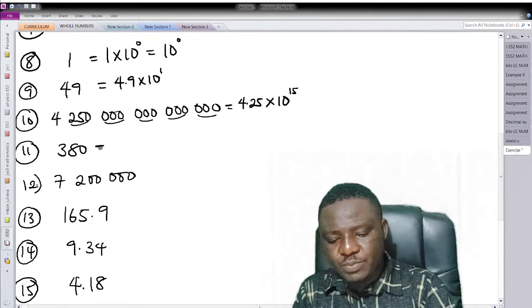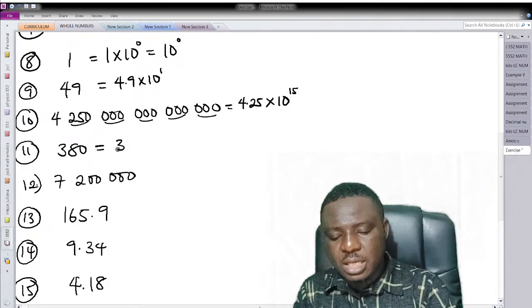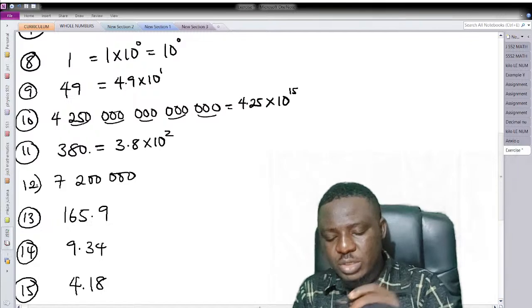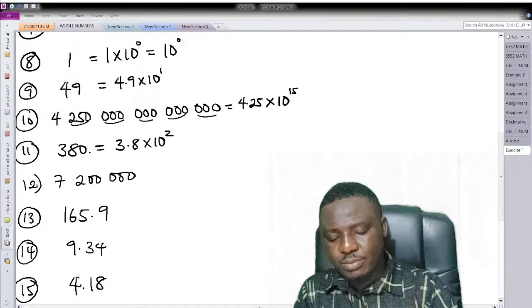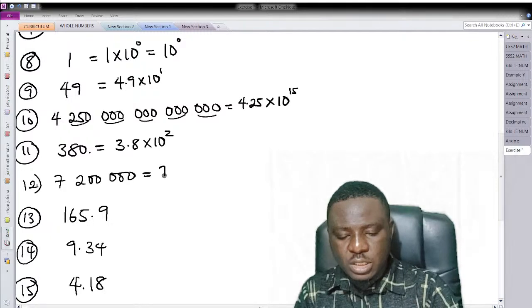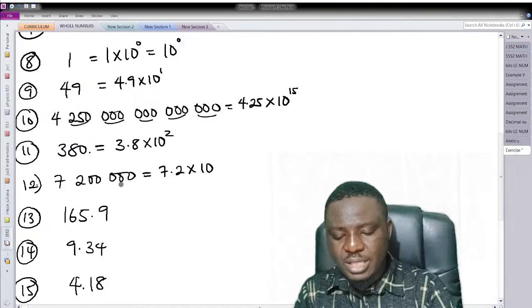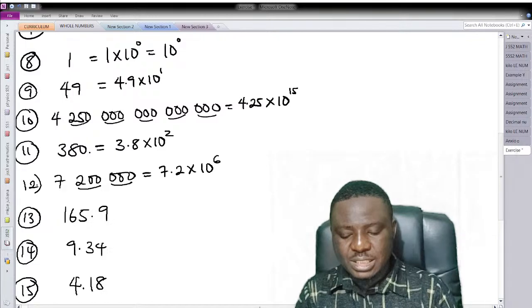Number 11, 380 can be expressed in standard form as 3.8 times 10 raised to the power 2 because the decimal point is moved 2 times. While number 12, this gives us 7.2 times 10 raised to the power of, how many times will it be moved? This is 36, to be moved 6 times.